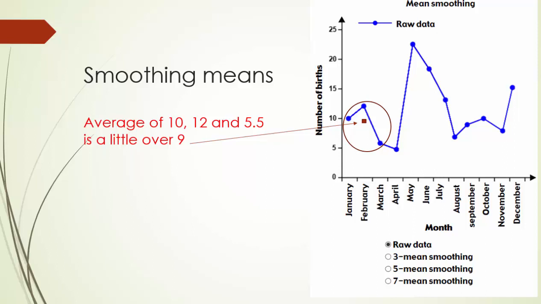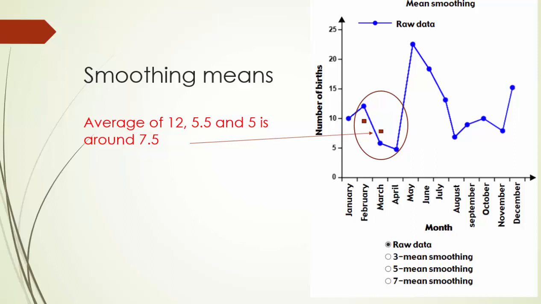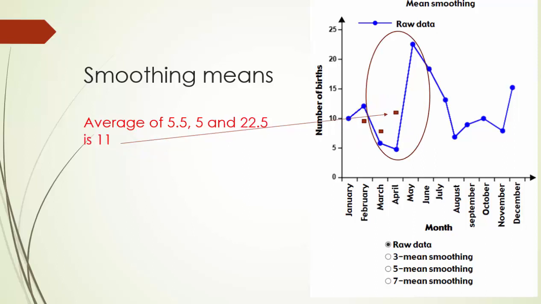Starting with 3, what we do is we take the data points, the first 3 points, then the second, third, fourth point, and then the third, fourth, fifth point, and so on, and go through the data. So the first 3 points here are January, February, and March. Taking those 3 values, they have an average of 9. So above February, which is the middle of the 3, we plot a 9. Above March, we plot a 7.5 because that's the average of February, March, and April. Above April, which is the middle of March, April, and May, we find the average of those 3 numbers and get a number 11.